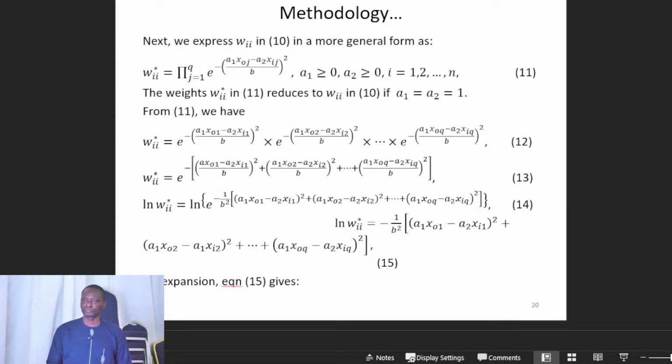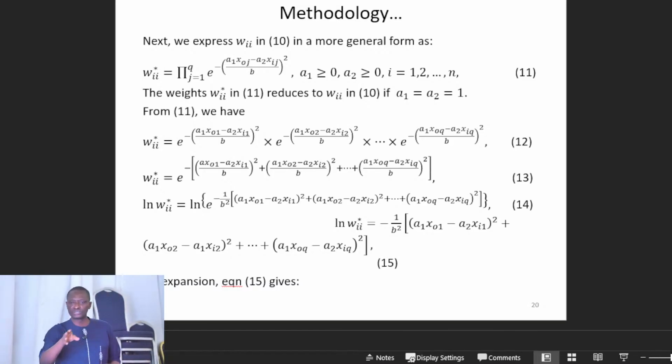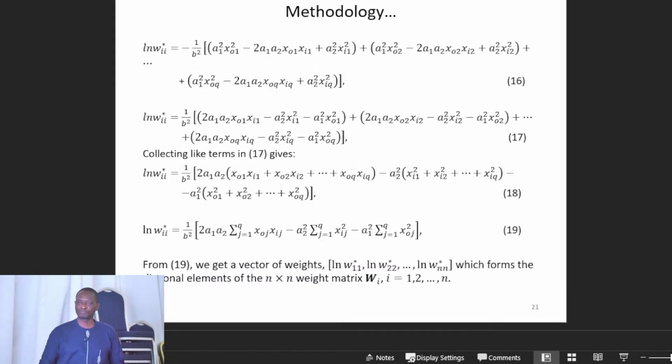So we started from, this is our derivation. We started from equation 11, then from equation 11 we try to expand it by multiplying to get equation 12. Then we collected like terms in equation 13, and in order to remove the exponential, we introduce the natural log to remove the exponential, so that our computation will be very, very simplified. Then we continue with this computation.